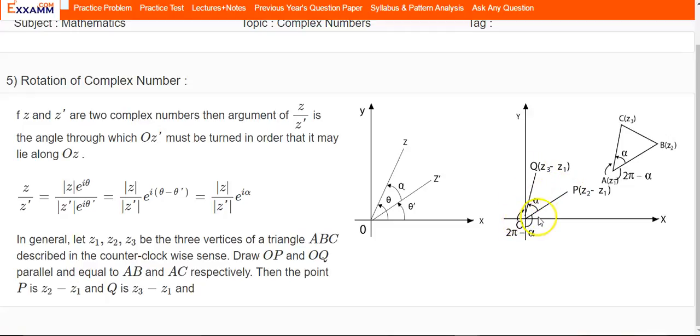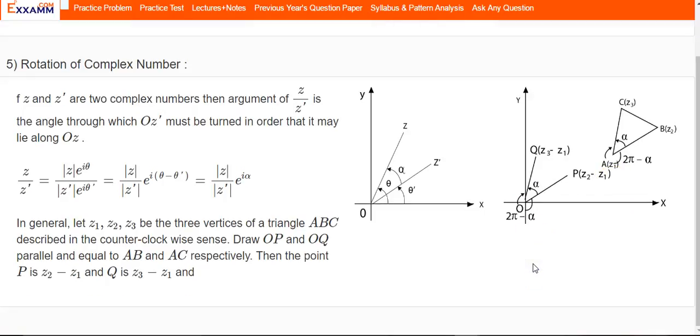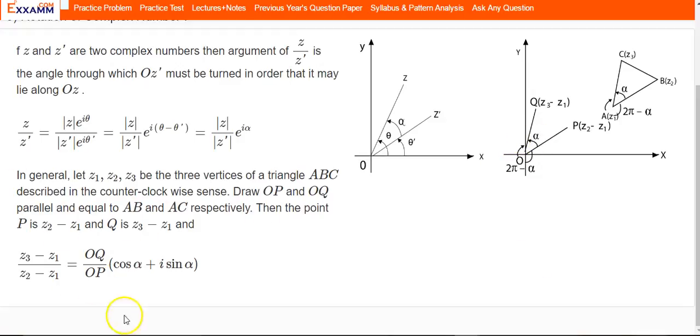This is origin, and this would be the angle alpha, that is the angle between these two. Now applying this particular formula, that Z upon Z dash, where Z dash is Z2 minus Z1, Z is Z3 minus Z1, we will get that Z3 minus Z1 upon Z2 minus Z1 is equal to our OQ upon OP, that is modulus of Z3 minus Z1 upon modulus of Z2 minus Z1 e to the power i alpha, that is cos alpha plus i sin alpha.